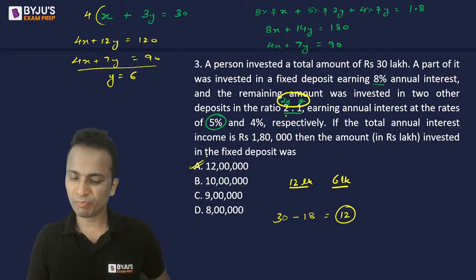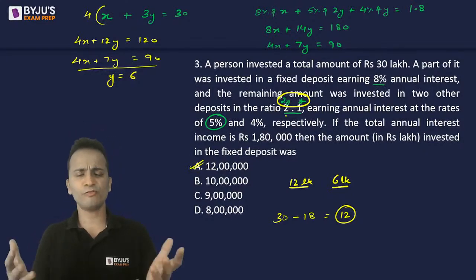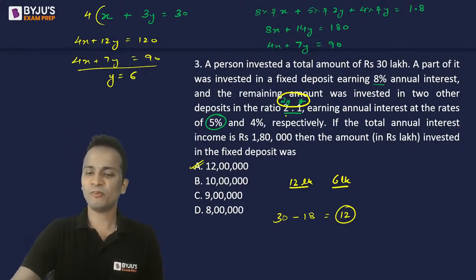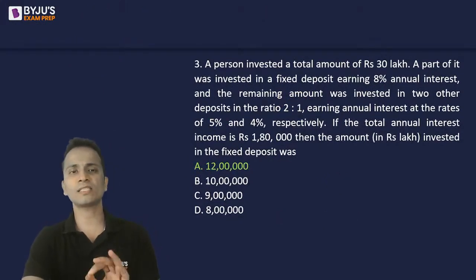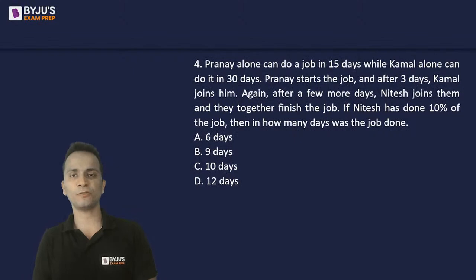So Naman, Abhijit, Priyanshi, Archana, Ritik, a lot of you have given correct answers. Wonderful. So the correct answer here is option A, that is 12 lakhs. Let's move on to look at the next question.